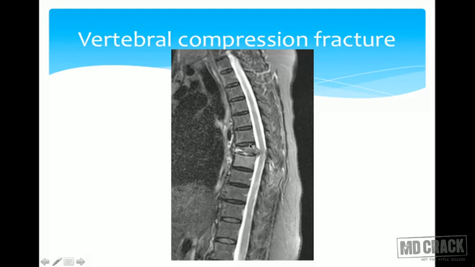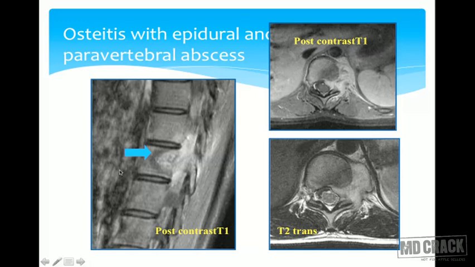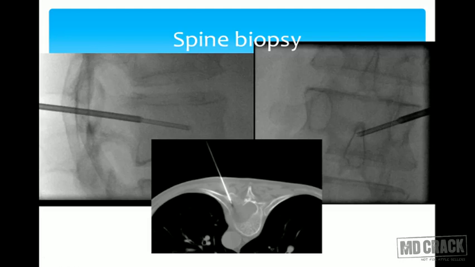So once you identify that, you look at the marrow abnormalities, you try and see if there is a paravertebral soft tissue component or not, and you try and characterize the cause of the vertebral compression fracture. So in this case, there's involvement of the marrow over here, there's granulation tissue over here, and this is actually going within the epidural sac, the epidural space. So this was likely to be due to tuberculosis.